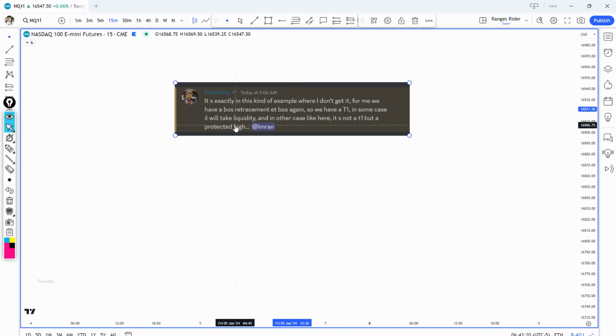Hello. So you have the problem with the T1 when you don't know when it is a T1, exactly in this kind of example where I don't get it. For me, we have a BOS, retracement, BOS again. So we have a T1. In some cases, it will be liquidity. In other cases, it's not.